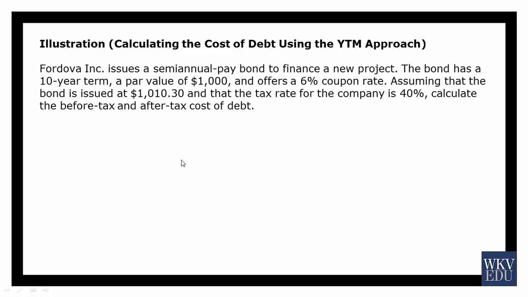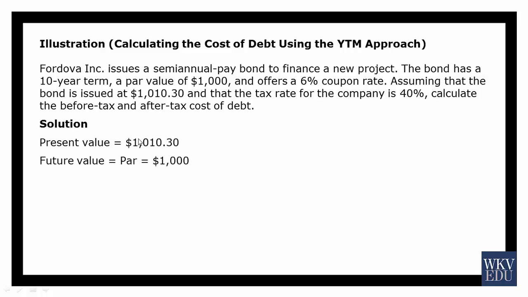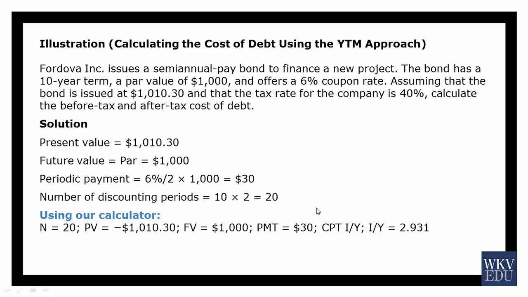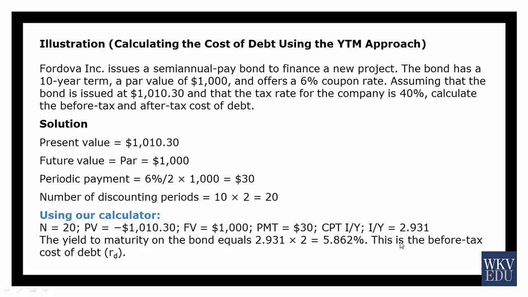Coming back to corporate finance, just a simple plug and play of formulas. The present value is this, the par value is this, the periodic payments are 30, as I said, the number of discounting periods will be 20, and using our calculator, if you feed all these numbers, we'll be getting a rate of I/Y of 2.931%. And now obviously, since the cash flows are semi-annual, this rate is also semi-annual, and therefore the yield to maturity annual rate will be twice this rate, which is 5.8%.